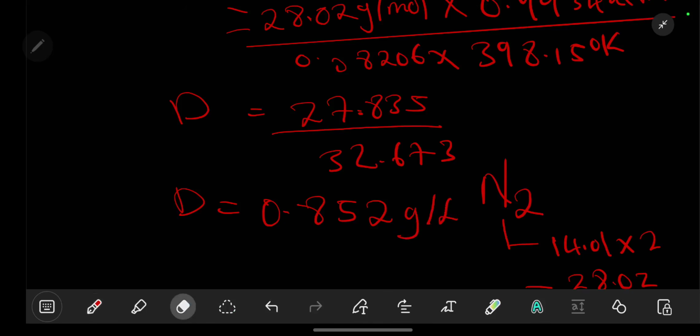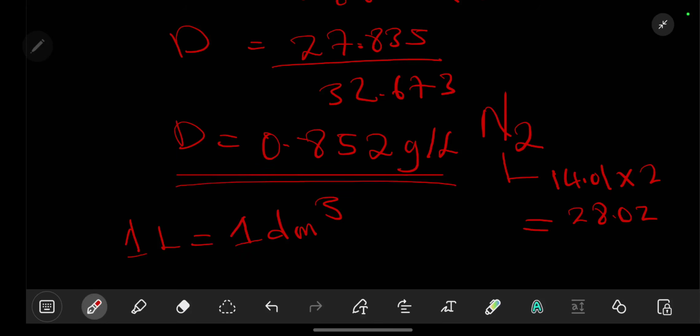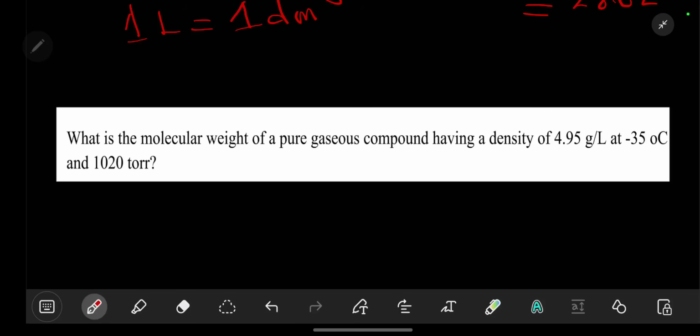A liter is a unit of volume. 1 liter is the same as 1 cubic decimeter, like that. So these are the units for density that we are going to be using for this topic, grams per liter. Let's say we have this one. What is the molecular weight of a pure gaseous compound having a density of this, at a temperature of -35 degrees Celsius and 1020 torr?